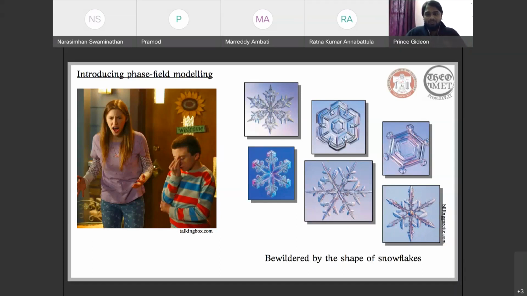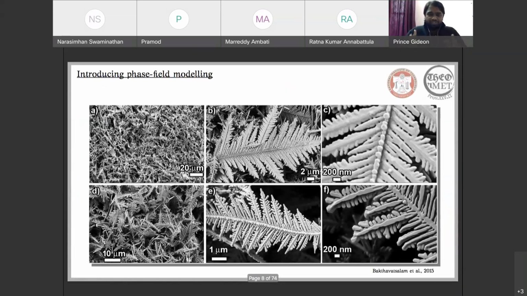I don't know how long this bewilderment or this mystery associated with snowflakes would have carried his life, maybe till he learns about thermodynamics and a few concepts in that. But similar to Brick, metallurgists and material scientists are also fascinated by these structures they observe in their microstructure. So, these morphologies that they observe in the microstructure.